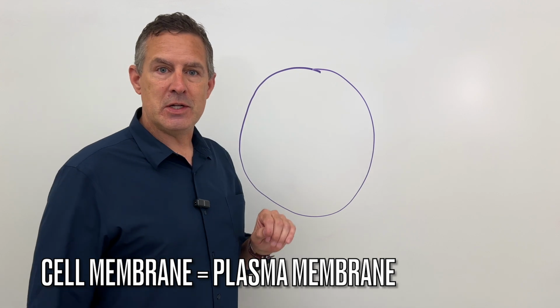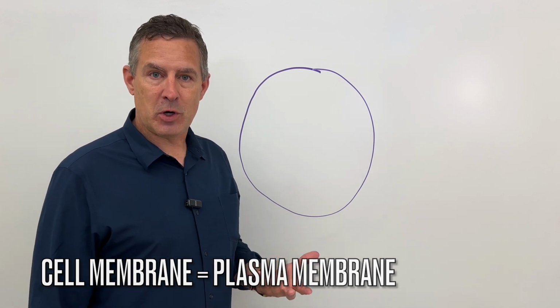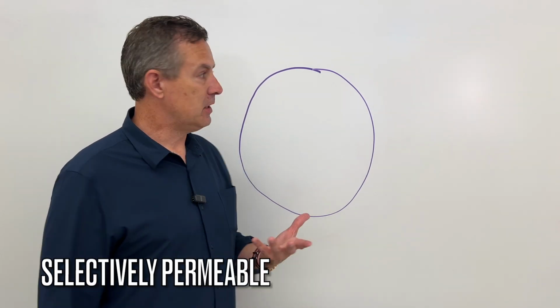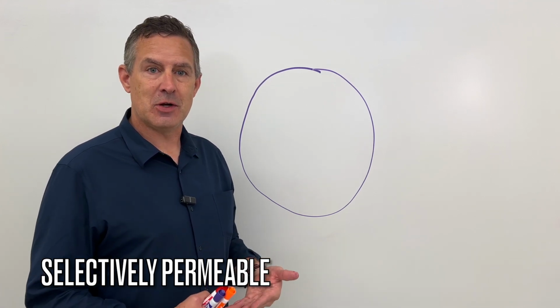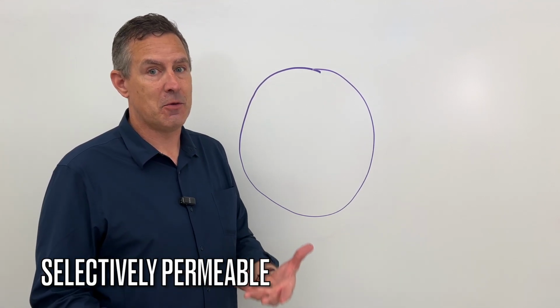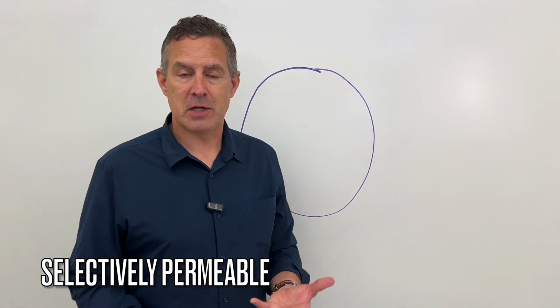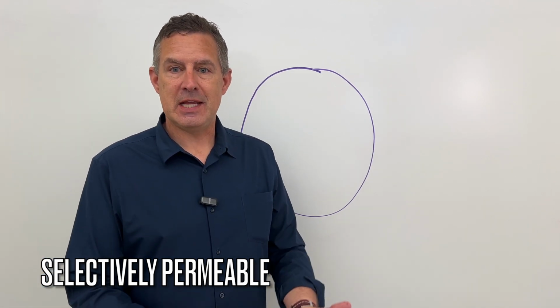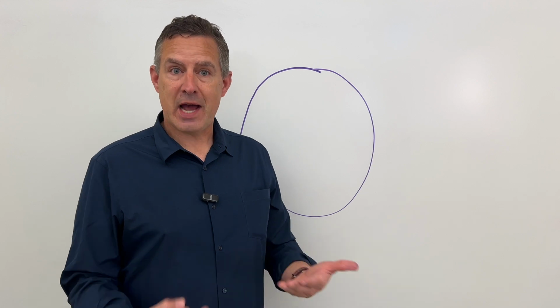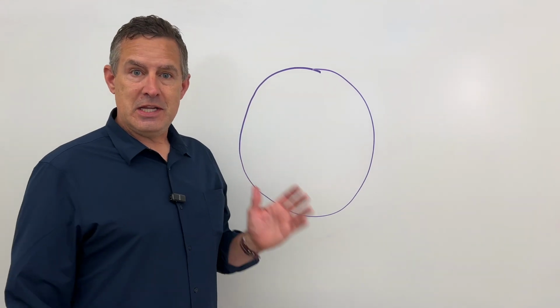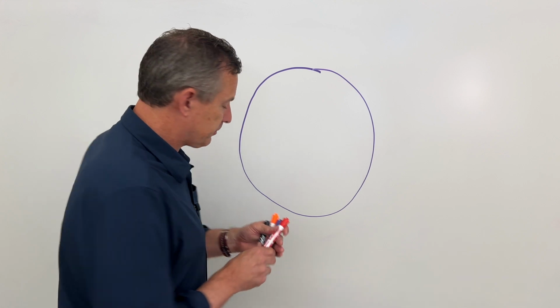But the cell membrane is what's described as selectively permeable. Selectively permeable is suggesting that the cell membrane, otherwise known as the plasma membrane, lets certain things into the cell and certain things out of the cell. For now, we're just going to deal with sodium and potassium.